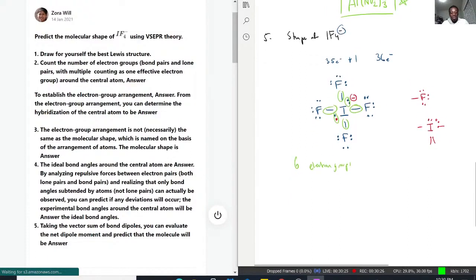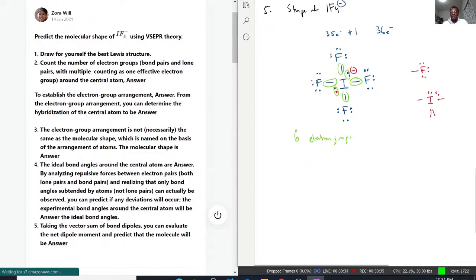And now, to establish the electron group arrangement, from the electron group arrangement you can determine the hybridization of the central atom. In this case, because we have 6 electron groups, it will be a hybridization of sp3d2. The reason why: think of the s as having one coefficient, so it'll be like s1, but we don't really ever say that, it's just the s. That'd be 1, 2, 3.